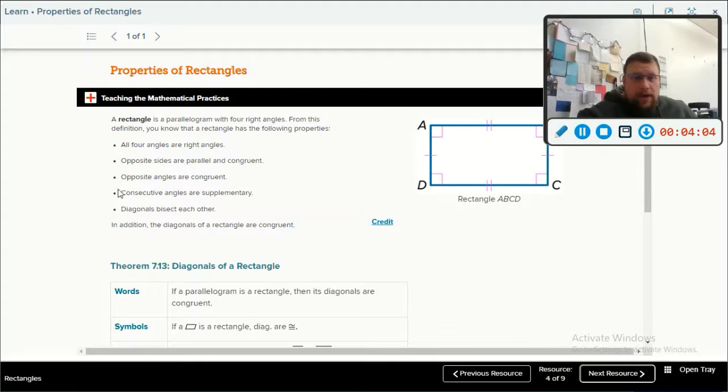But the consecutive angles are supplementary. Remember, consecutive means like angles D and C or A and D, just angles touching each other. And the diagonals bisect each other. One extra thing: we all knew that, that's all properties of parallelograms in general. But what we also know is that in addition, the diagonals of a rectangle are congruent. So they don't just bisect each other, they're the same exact length in a rectangle.